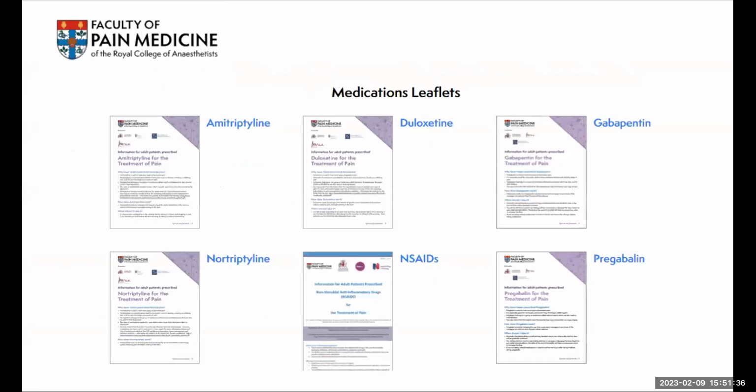This is the Faculty of Pain Medicine by the Royal College of Anaesthetists. They have a lot of medication leaflets. This is an excellent resource for patient information, the common questions that the patient and the family are worried about and want to ask. If you want to keep yourself safe for patient safety netting, you give them the leaflet or redirect them to the resource, and then they can read up most of the stuff themselves.